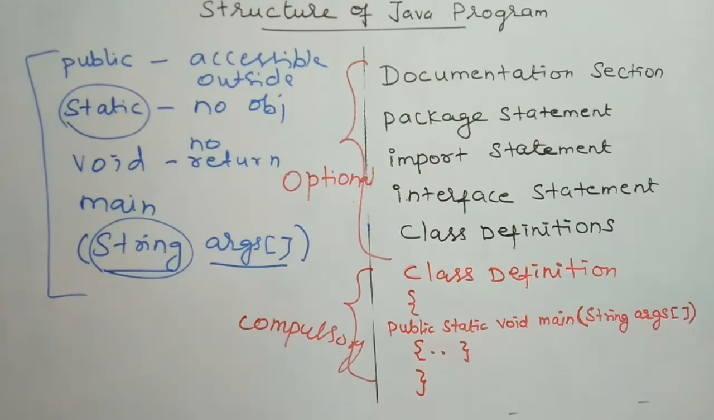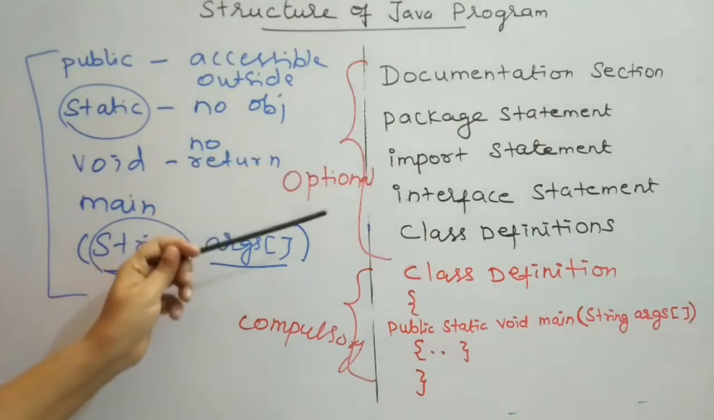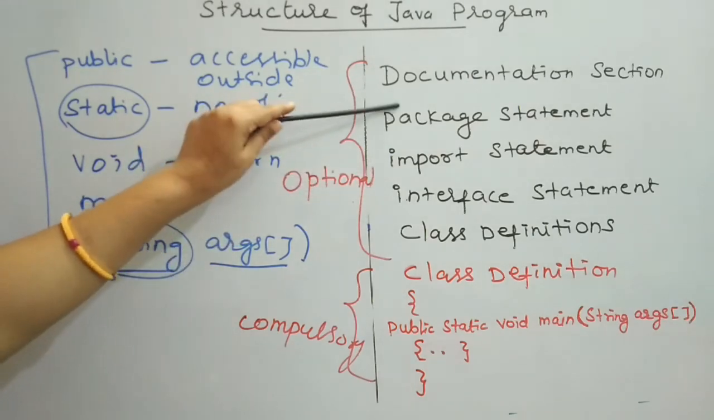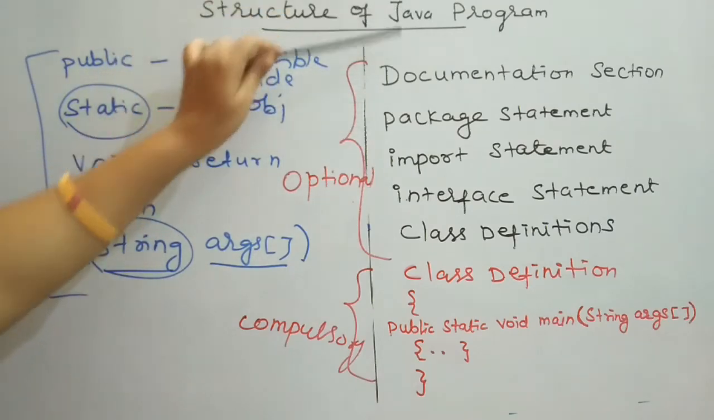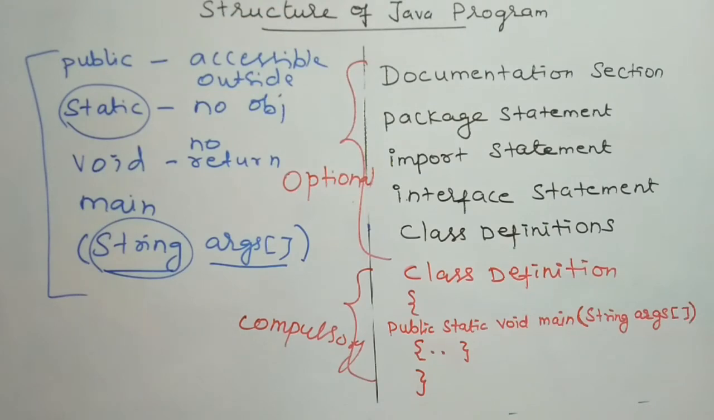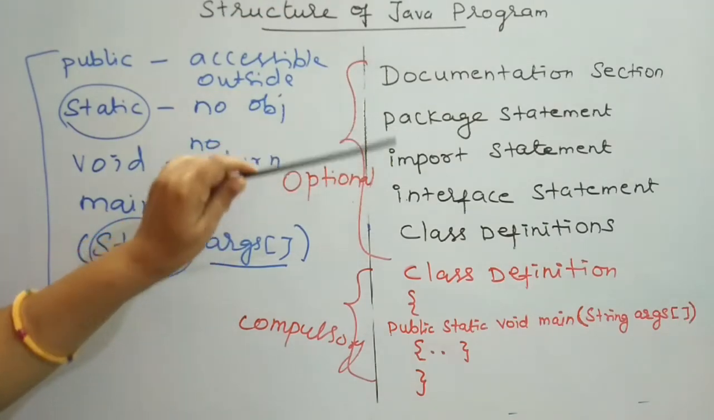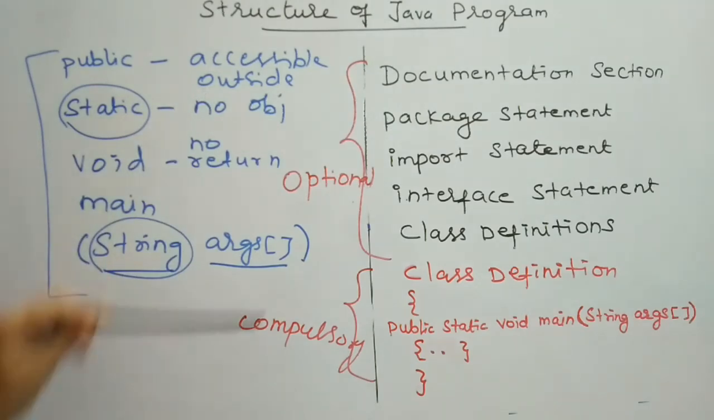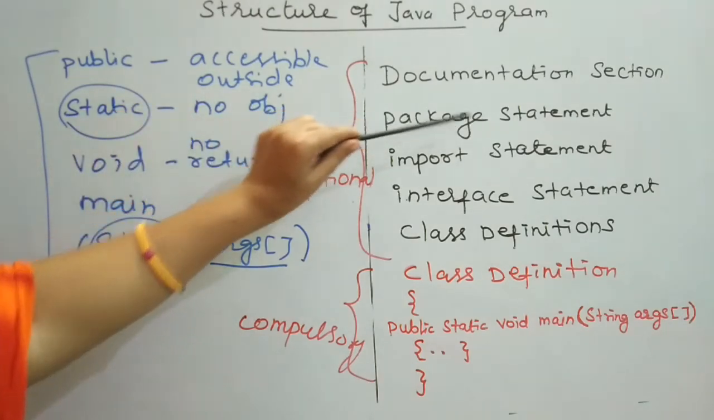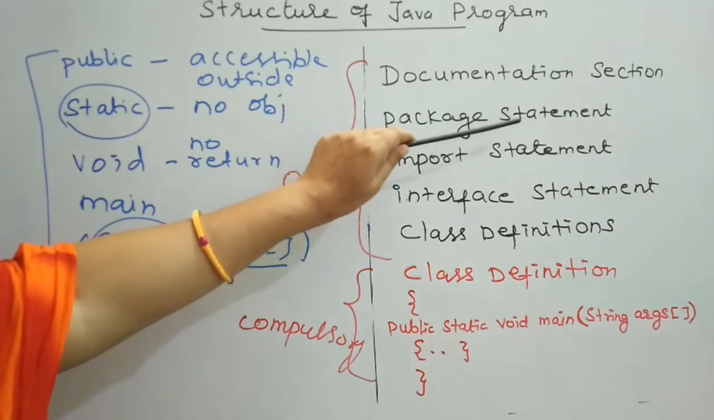Okay, the first one is your documentation section, which includes comment lines. Comment lines will not be compiled or executed. They are used to store details of the program. We have three types of comments: single line comment, multi-line comment, and documentation comment. The first executable statement in your Java program is the package statement. It is used to combine class definitions together under a common name called a package. How to define a package? With the keyword package. Following that, we can name our package.